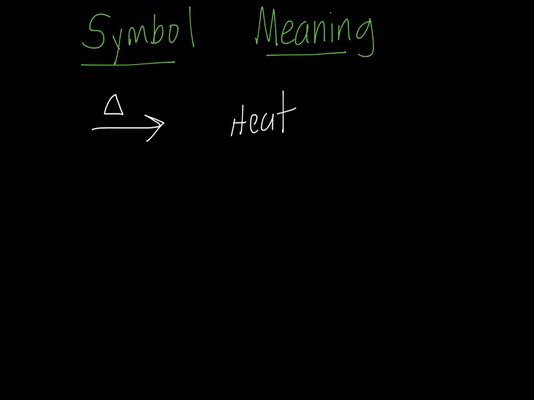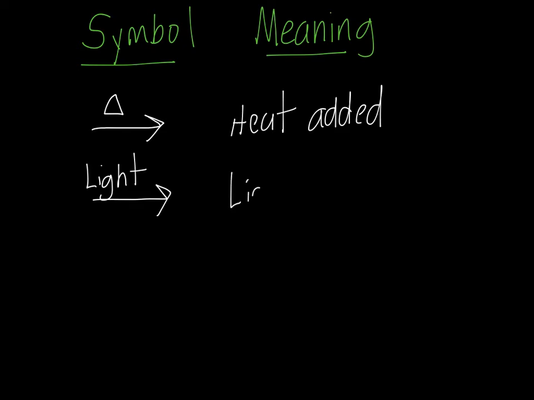That means to get that reaction to go, or to change from the reactants to the products, you have to add heat. So we'll put heat added. Kind of like you're cooking something. If you want to get something to cook, you have to add heat. Some reactions are the same way. You might also have to add light. Some reactions are light sensitive. So instead of adding a source of heat, you would add a source of light.